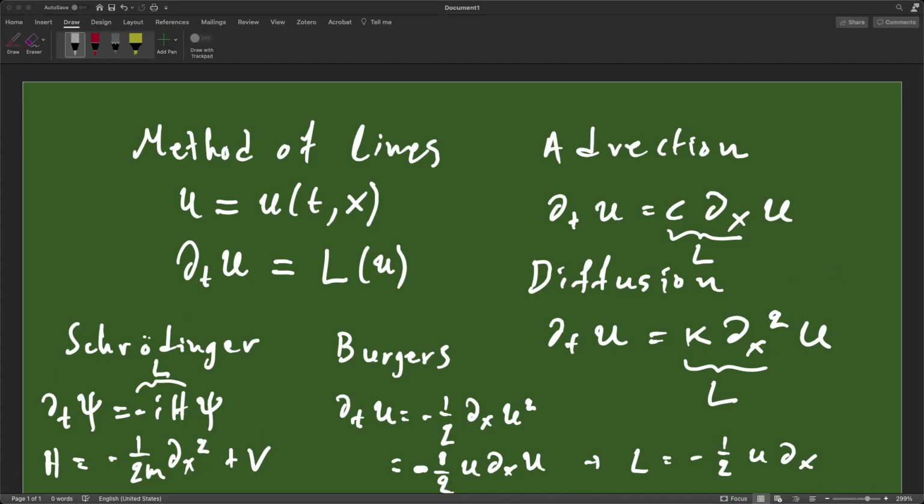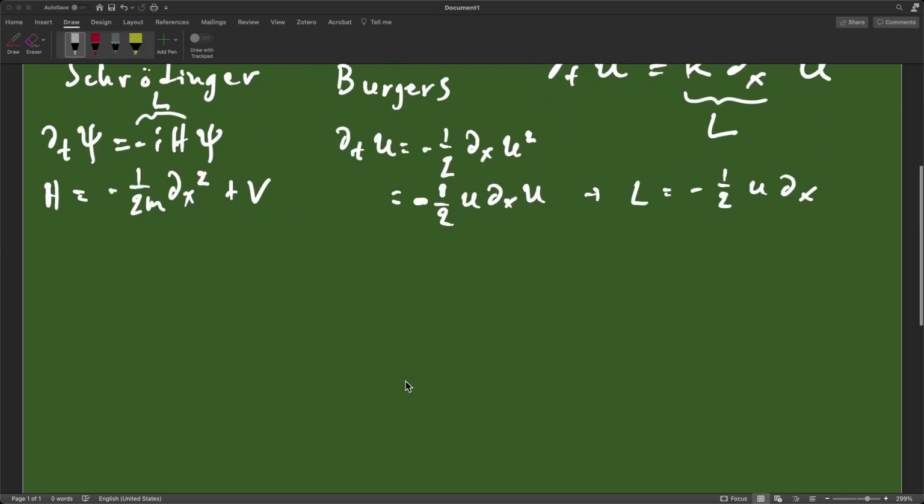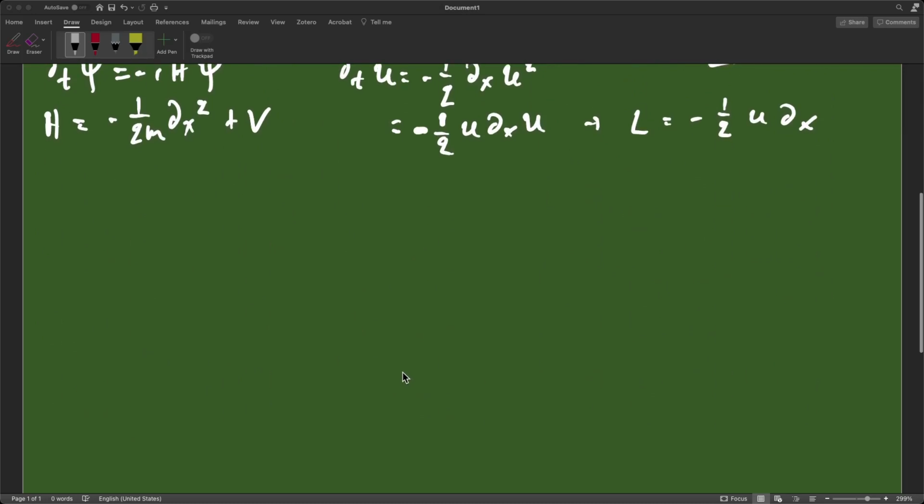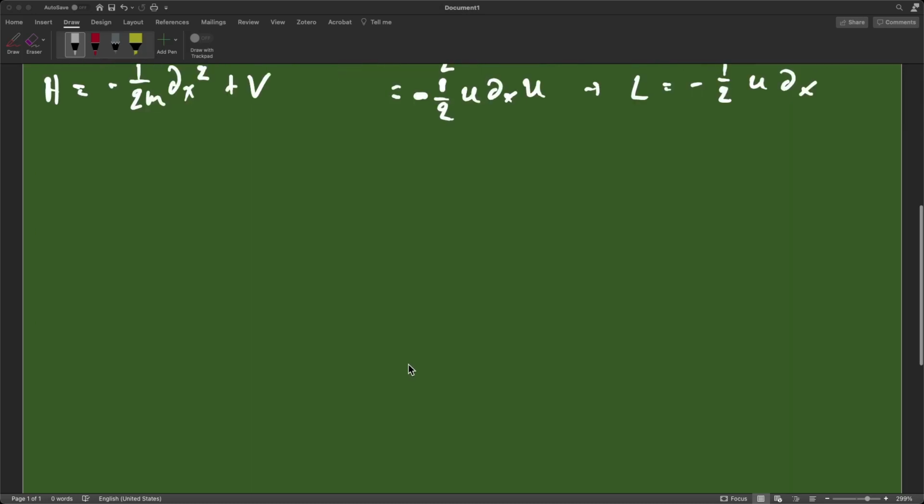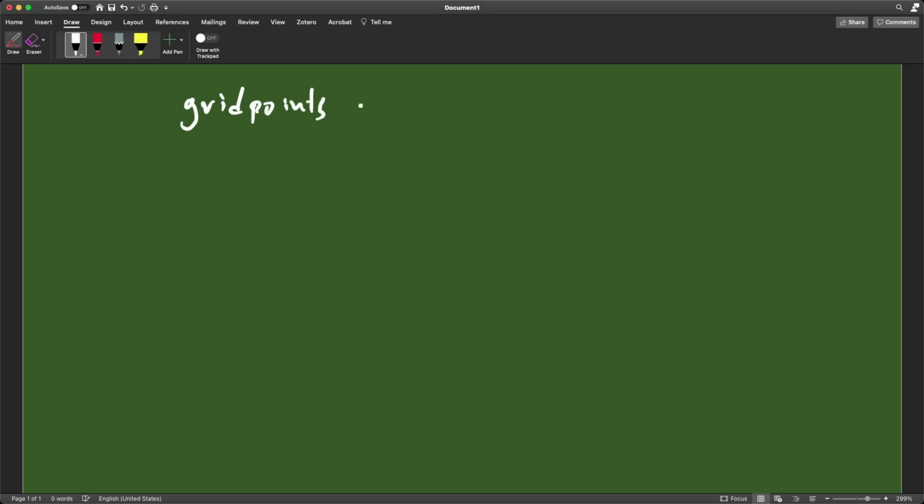Okay, so with that in mind, let's introduce the method of lines. The method of lines amounts to discretizing our PDE first in space and then in time. So let's introduce a grid, a set of grid points x_i, and let's evaluate our function on those grid points.